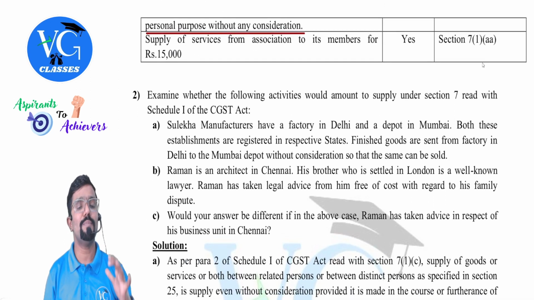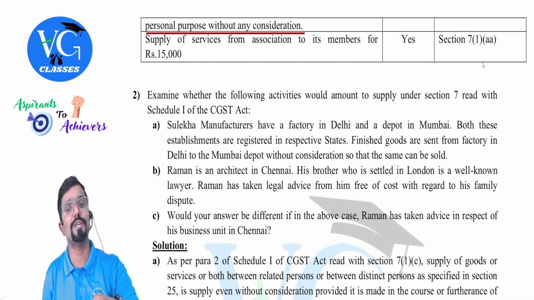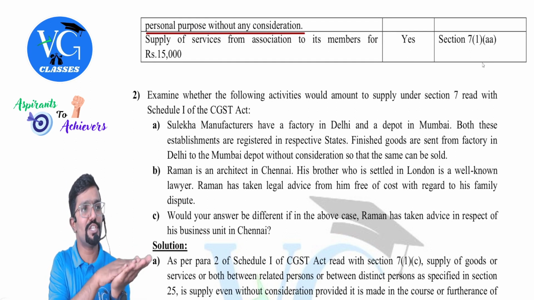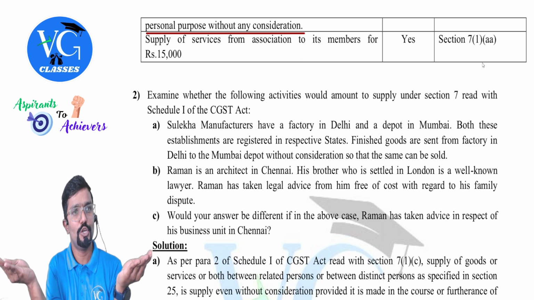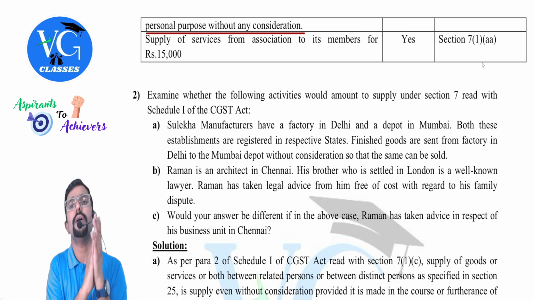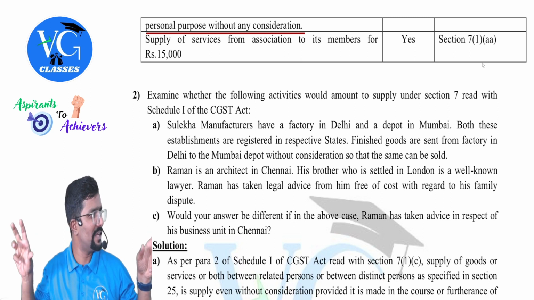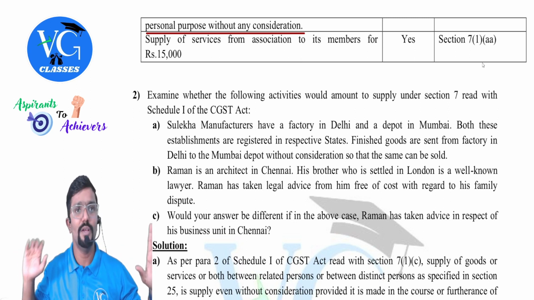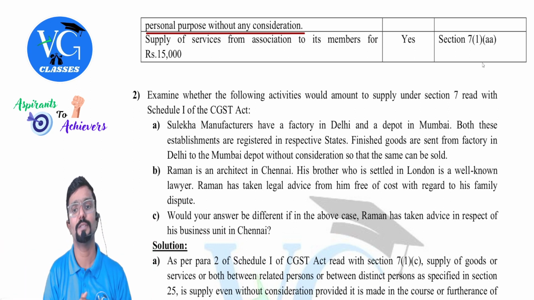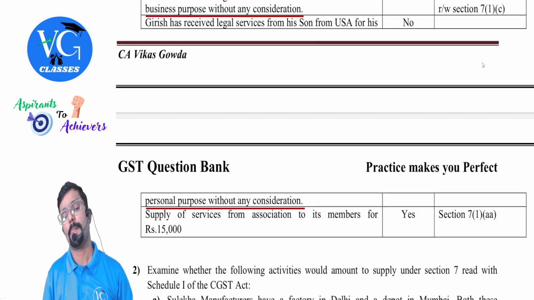Last one. Supply of services from association to its members for 15,000. So when association is giving services to members, do we treat them as distinct persons? Yes. And they are charging consideration for it. Is it a supply, people? Yes. As per 7(1). Clear? Two different people are there, no? Who are those? Association, no? Members. Are they both separate? Yes. So two separate persons. Yes. Chalo, we are done with first question.